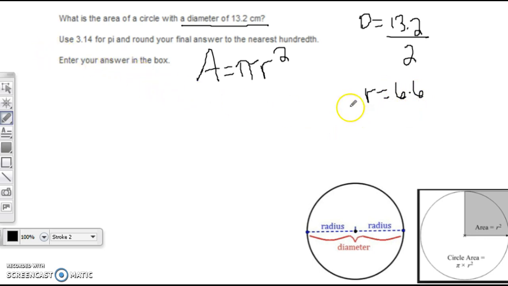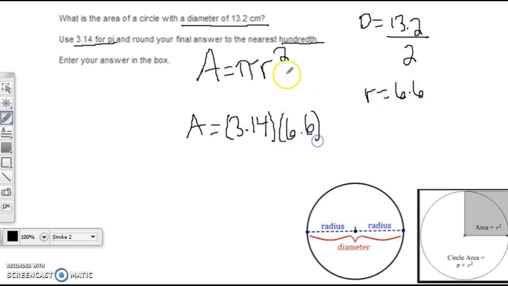And now we have enough information to plug it in. It says use 3.14 for pi and round your final answer to the nearest hundredth. So I'm going to go ahead and plug in what I know. For pi, I'm going to substitute in 3.14. For the radius, I'm going to substitute in 6.6, and then I'm going to square it. From here, it becomes a calculator problem. So 3.14 times 6.6 squared, or you can do times 6.6 twice. And I get that the area equals 136.7784.